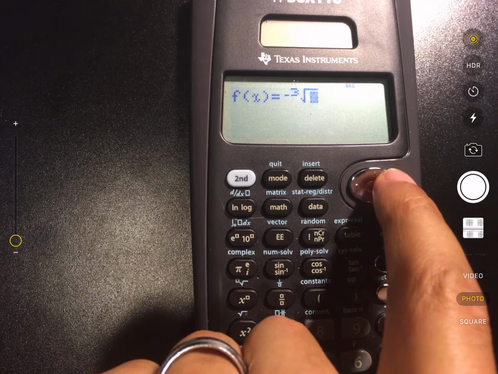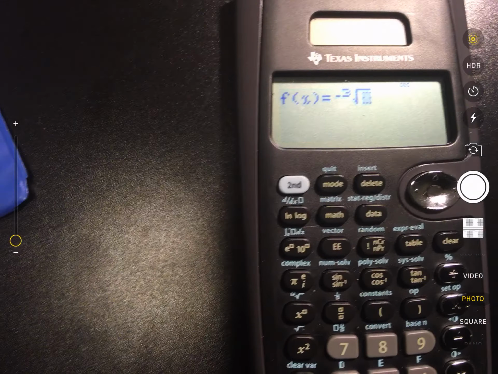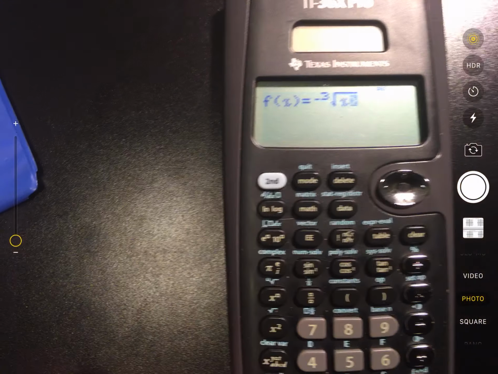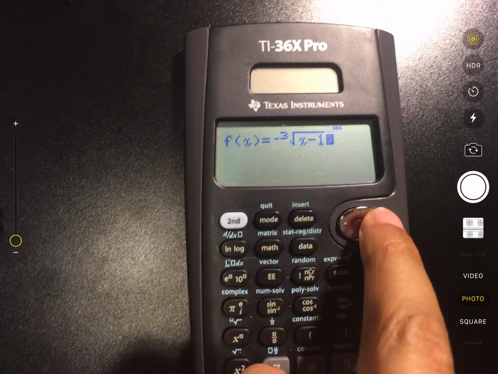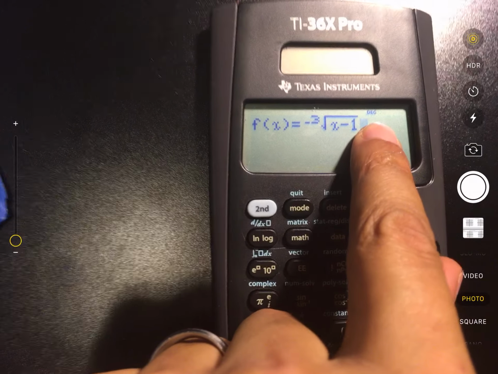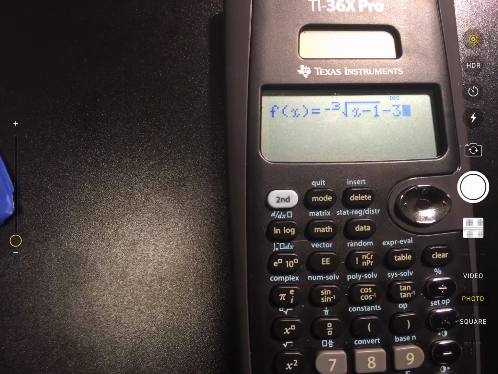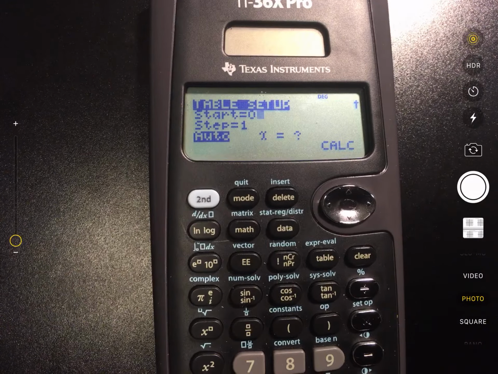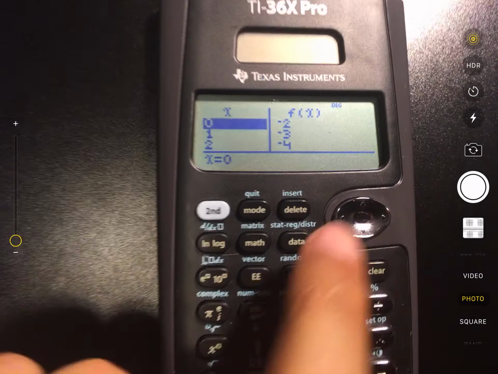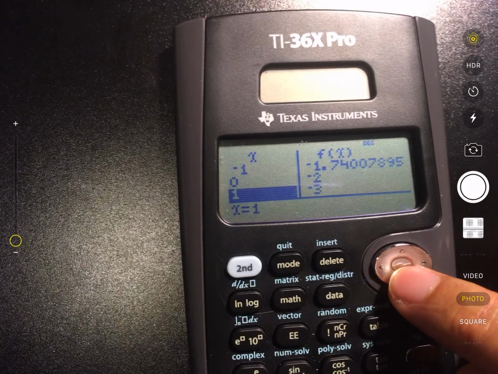So also on number 4, there's a negative out front. So you have to put your negative out front, but do that after you get the cubed root in there. So notice the negative cube root, then you put what's underneath. You got x, and then you got -1. Then you're going outside of the radical to put your -3. Look at it, make sure it matches up. It does. You hit enter, start at 0, go down and calculate.